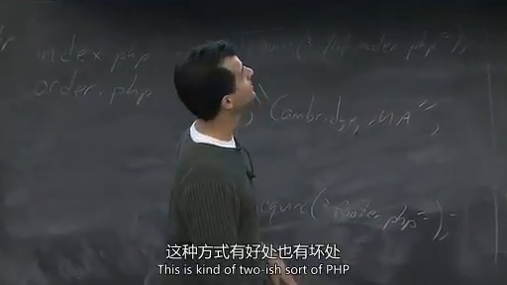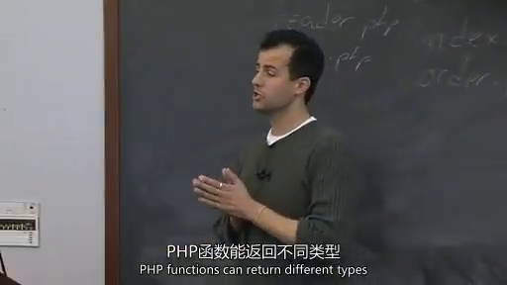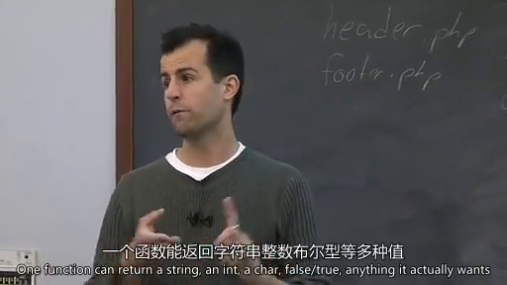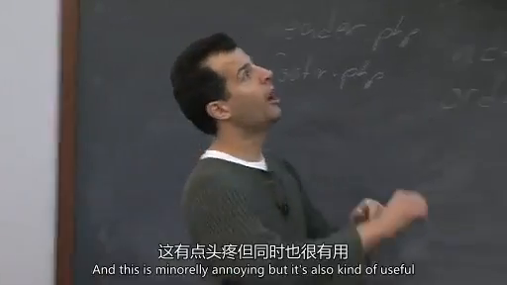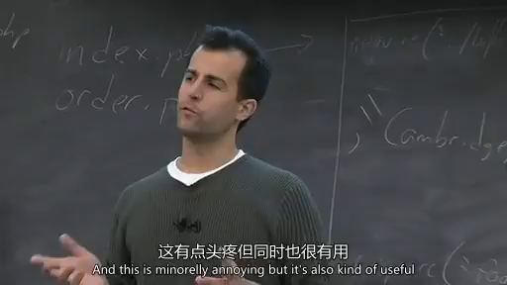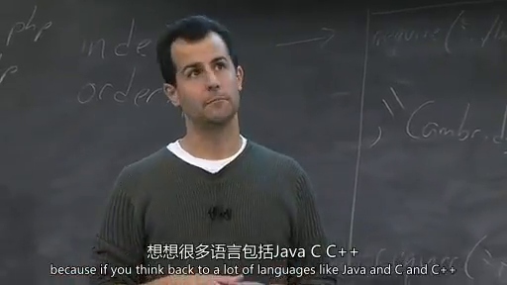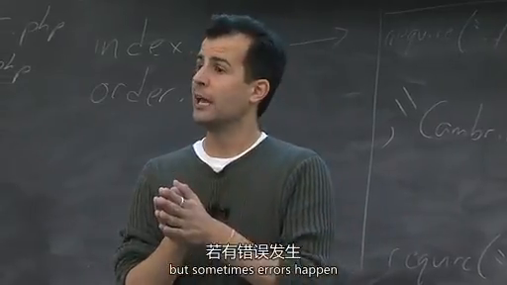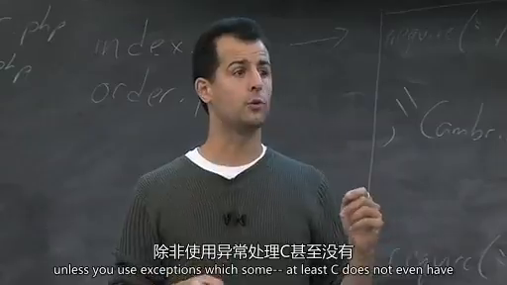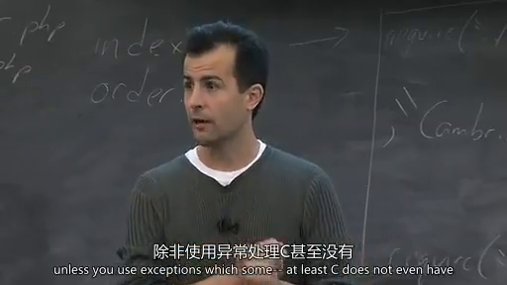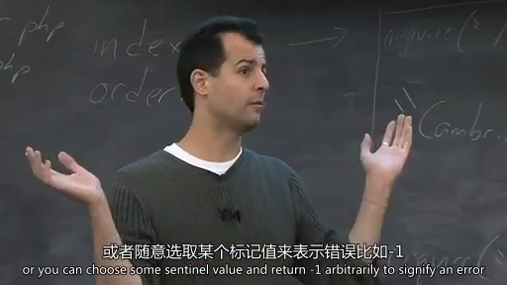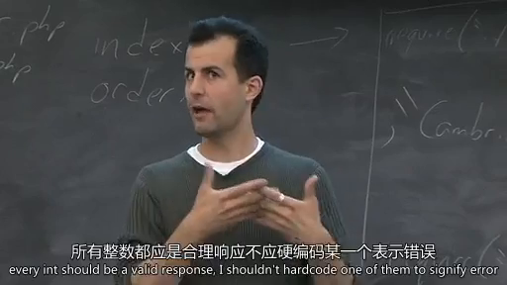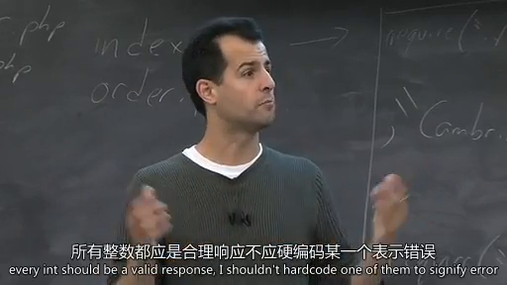Now this is kind of a two-edged sword in PHP. PHP functions can return different types. One function can return a string, an int, a char, false, true, anything it actually wants. And this is minorly annoying, but it's also kind of useful because if you think back to a lot of languages like Java and C, if you have to pick a data type like an int, but sometimes errors happen, it's really hard to signal that error unless you use exceptions, which at least C does not even have, or you can choose some sentinel value and return -1 arbitrarily to signify an error, but that's kind of a conceptual mismatch. If I'm returning an int, every int should be a valid response. I shouldn't hard code one of them to signify error.